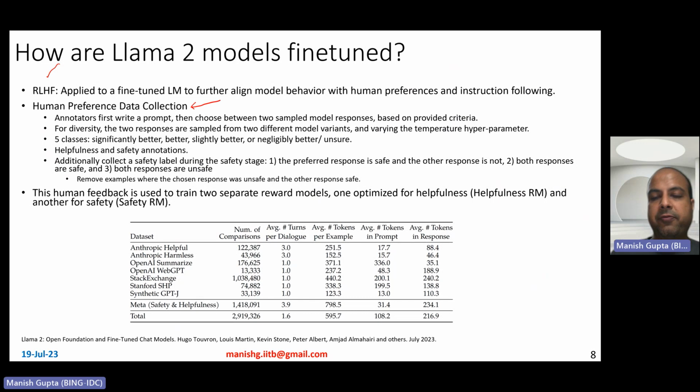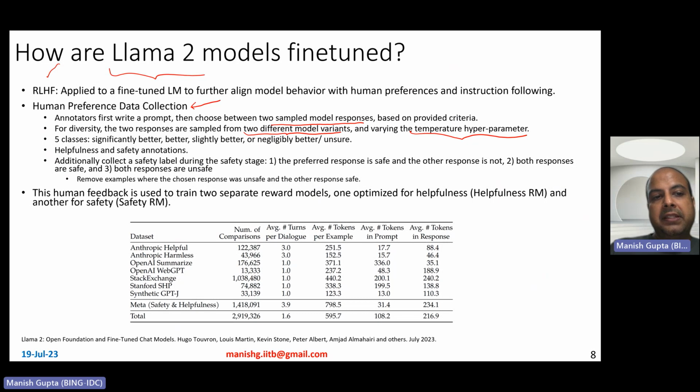So this is how human preference data collection was done. Annotators were first told to write a prompt, and then they were told to run the prompt against the Llama 2 models and generate two sample model responses. Of course, for diversity, these sample responses were generated using 2 different model variants and by varying the temperature hyperparameter. So you have nucleus sampling being done, and you vary the temperature hyperparameter and therefore sample 2 different responses, which are hopefully diverse enough.